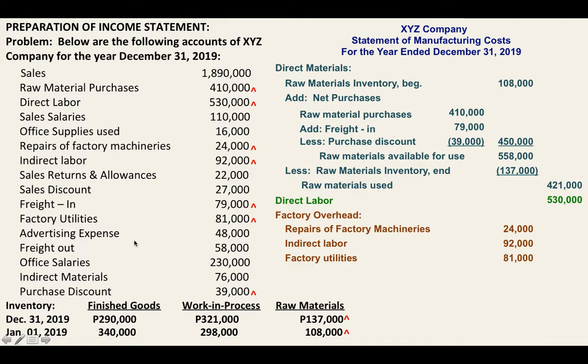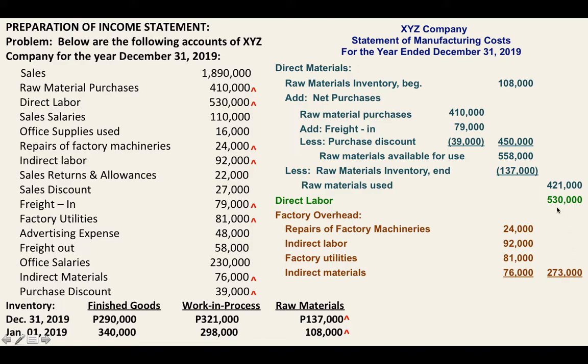And here, advertising is not factory. Freight out is not factory. Office salaries is not. So here, indirect material. So that's factory overhead, so we have to include that. So we can now total all of this because there's no more factory overhead.